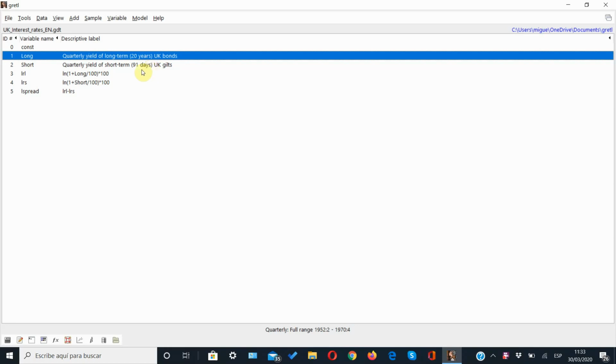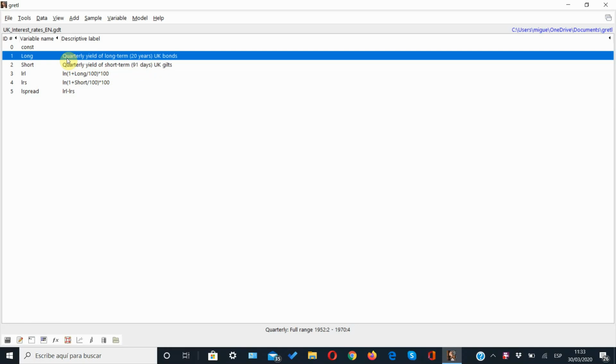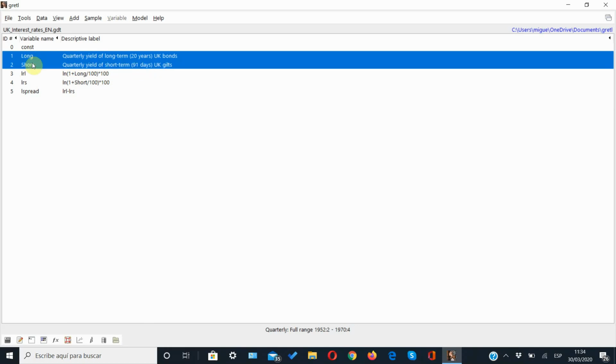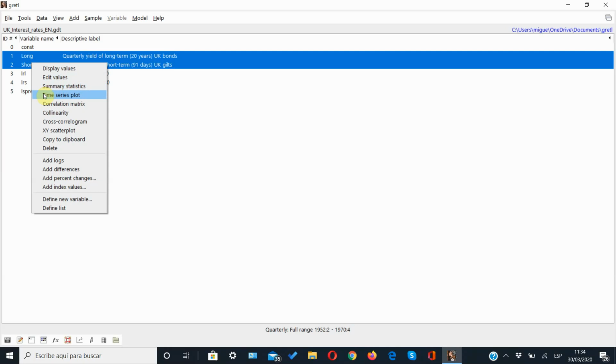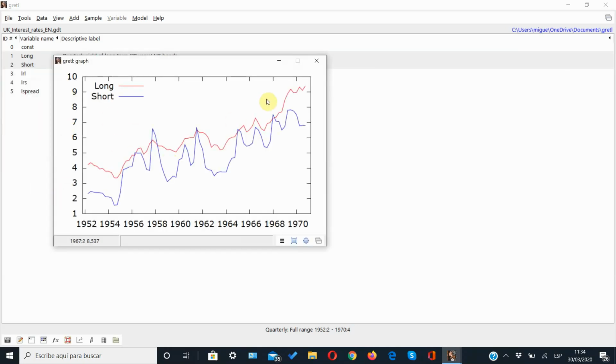In this practical case, we illustrate the fact that the relationship between these two variables, which are trending time series in fact, is not spurious. And second, that both time series are co-integrated. So let's start by choosing long, control-click short. Let's plot both time series on a single graph. We see that both of them are trending.